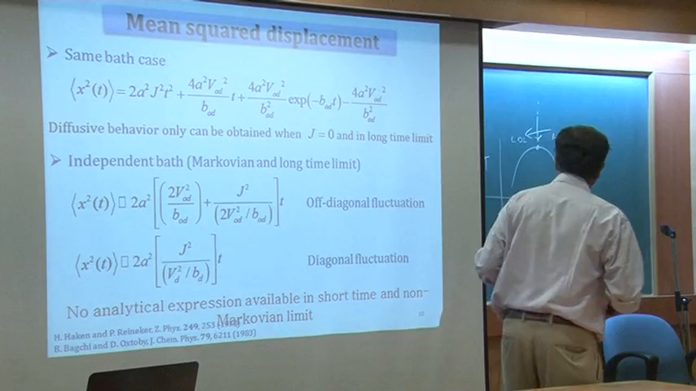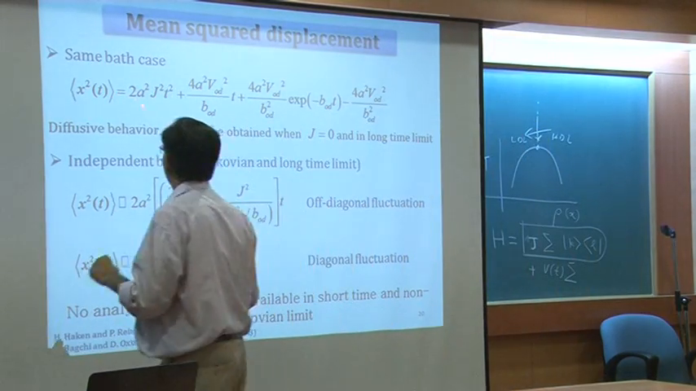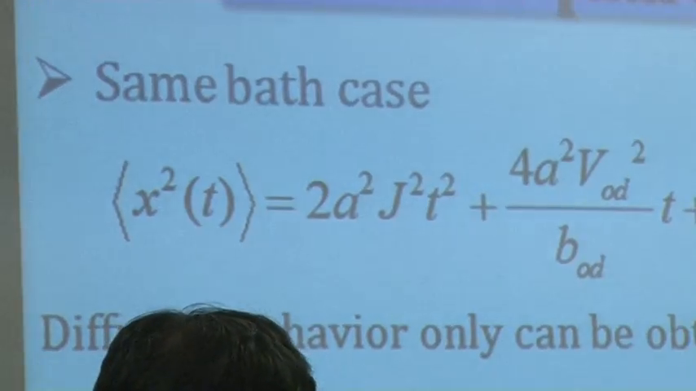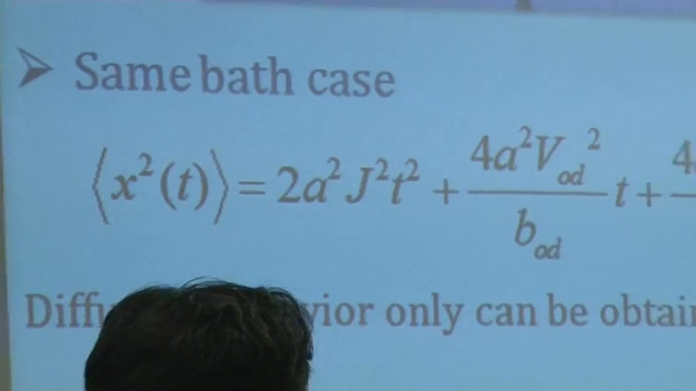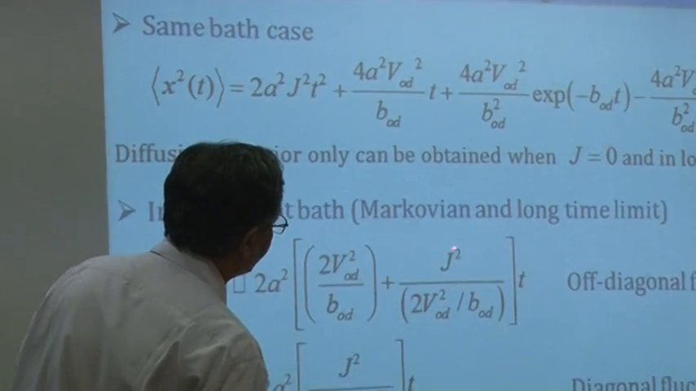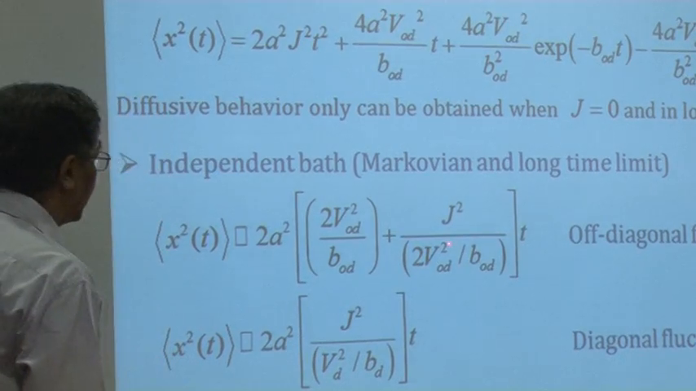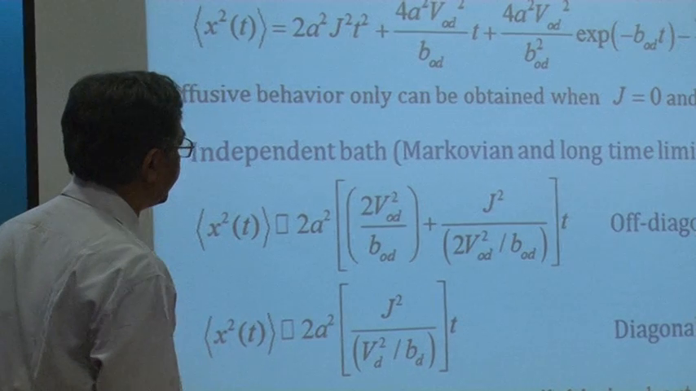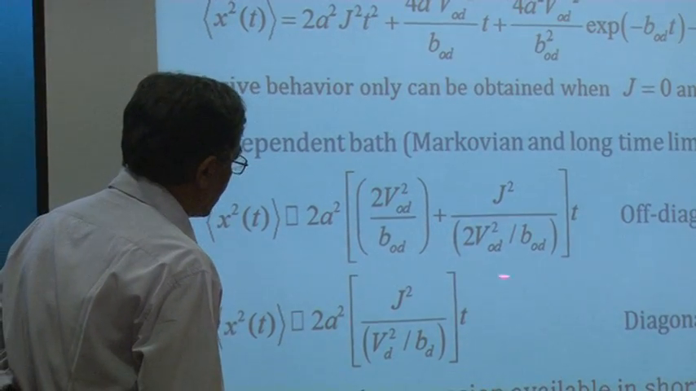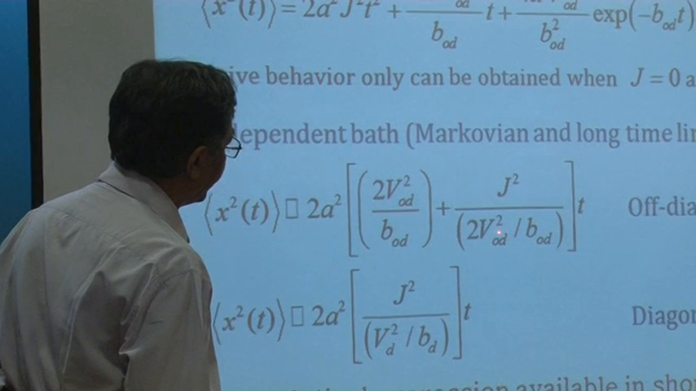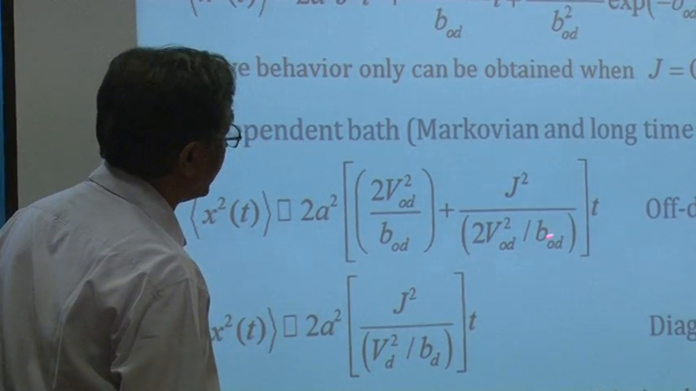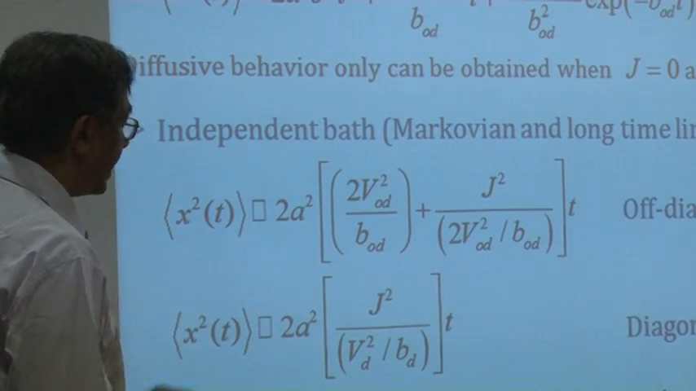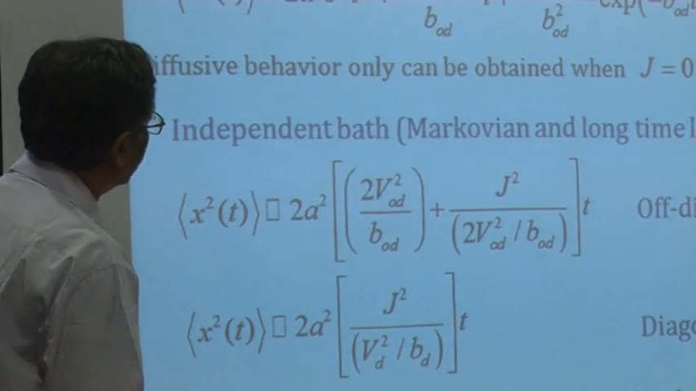So look here, in the same bath case, which is an extreme limit, you have J squared, t squared. However, in the independent bath, where Markovian and long time limit, you get this following combination. It's a beautiful combination. Haken and Reineker didn't have this. They have it in a gamma OD and gamma D or something like that. And this we know already from statistical mechanics: V going to infinity, V squared by V constant is the Markovian limit, a rate constant in Markov. That we know from quantum statistical mechanics, time-dependent quantum statistical mechanics or master equations.